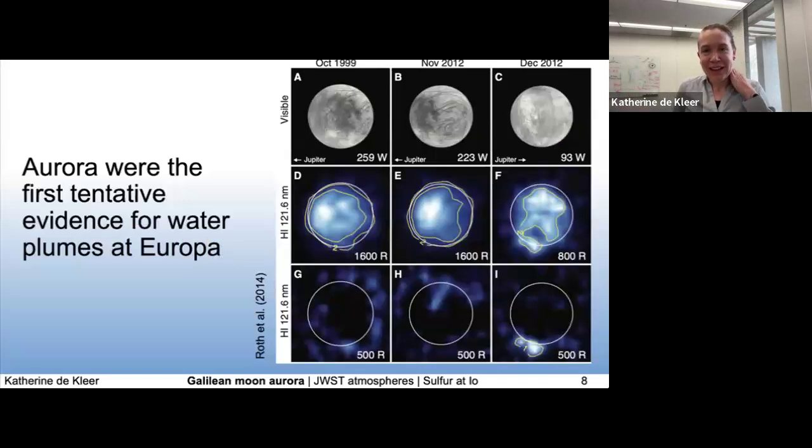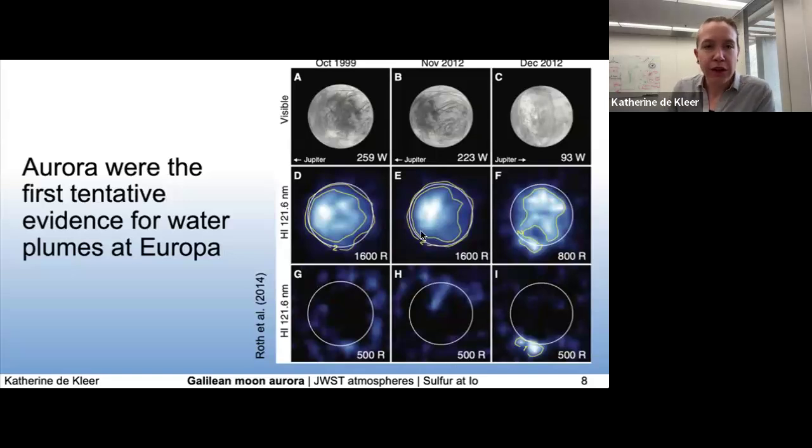So the aurora, I guess, were made most famous within the field by this group that tentatively detected water plumes at Europa. This was done in the UV using the Hubble Space Telescope.